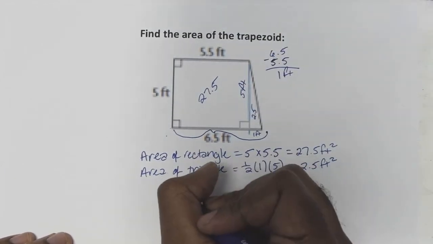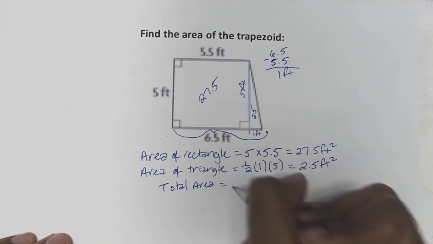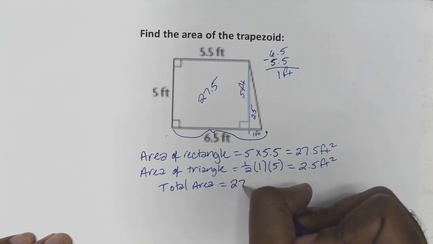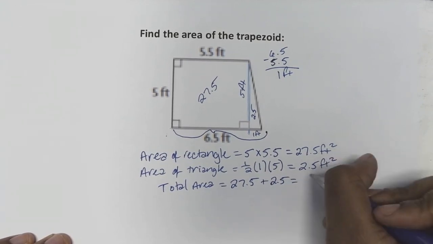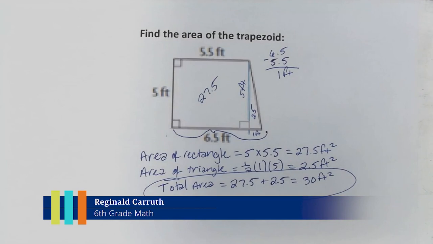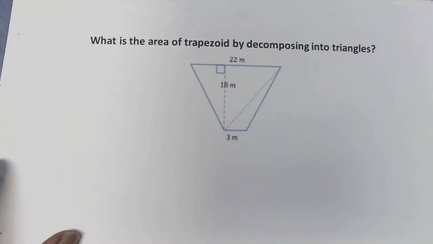So now the total area for this trapezoid is what? Correct, I do 27.5 plus 2.5, which is going to give me my total area of 30 square feet, or feet squared. Good job. I'm so excited. You got this. I want you to do this one all on your own. I'll jump back, and in a moment, we'll check your progress.